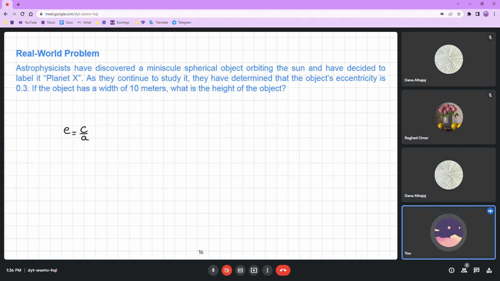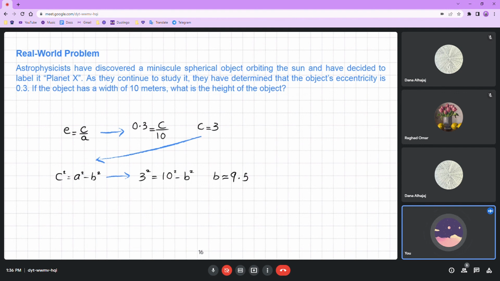So using the formula, we can obtain c, which equates to 3. Next up, we can derive b from the ABC relationship. Accordingly, 3 squared equates to 10 squared minus b squared, and after solving, we conclude that b equates to 9.5. Because the height is equal to 2b, we multiply our answer by 2, and thus the height of said object is 19 meters.